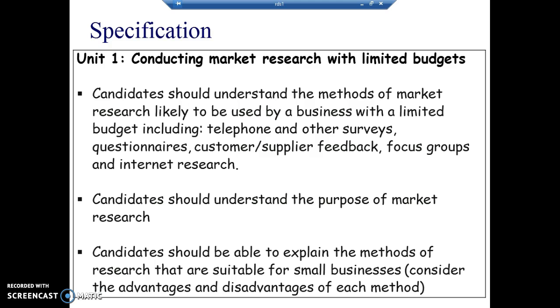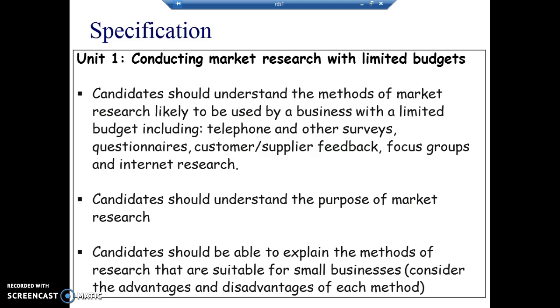A really good way to think about this is to imagine that you're setting up a business and think about the resources that you have available to be able to research your potential customers or competitors. You're not going to have a huge budget to be able to carry out market research. You're not going to be able to employ a specialist organisation to carry out the market research for you. You're going to have to think about methods that you can do on your own.